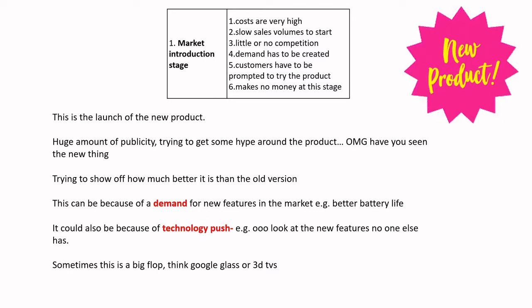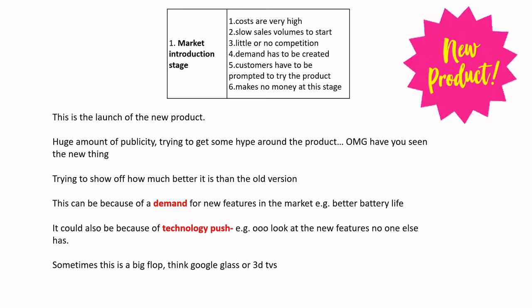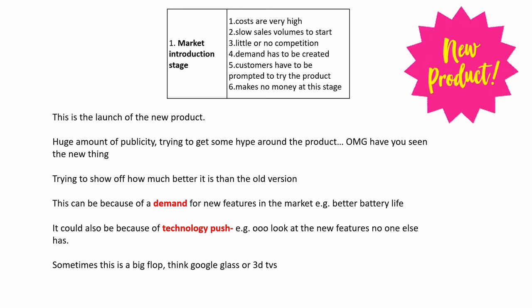So this is where you launch your brand new product. Oh, look at this brand new shiny thing that we've got. Here you've got a huge amount of publicity and you're trying to get as much hype around the product as you can do. So you might have celebrity endorsements, loads of adverts on TVs, in cinemas, radio, that sort of thing. You're trying to show off how much better this brand new thing is. Look how shiny it is.